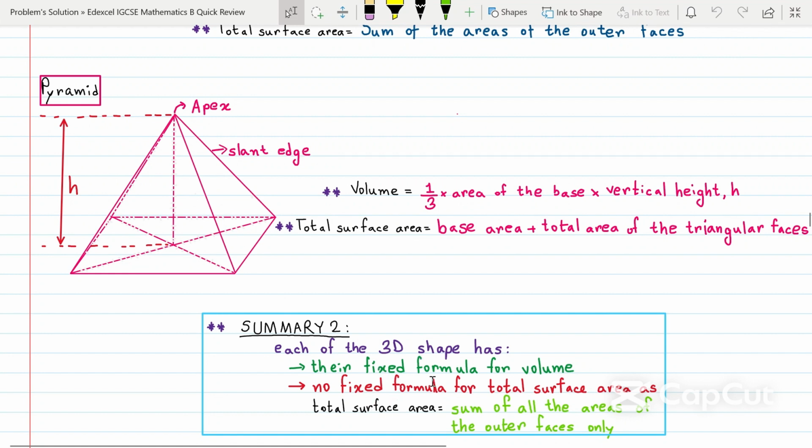Just remember these two summaries, and you can note them down anywhere. But mainly you have to keep in mind that 3D shapes have a fixed formula for volume but no fixed formula for total surface area, because the total surface area equals the sum of all the areas of the outer faces only, just the outer faces, nothing else.